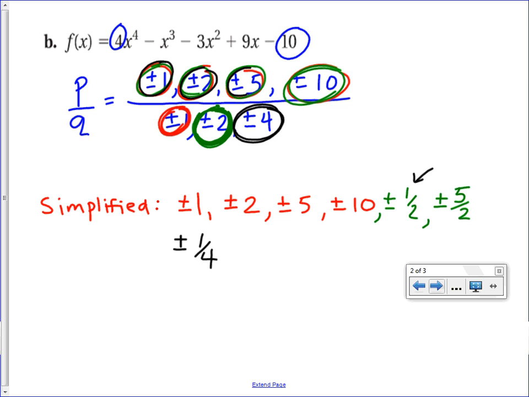Then we move on to 5 over 4, which is not on our list, so we will put comma plus or minus 5 over 4. And then we have 10 over 4, and if you put 10 over 4, you should know that that reduces to 5 over 2, and we already have 5 over 2 on the list, so we won't put that on the list. Again, once you've done all that, then you have your complete list of all of the possible rational zeros for this function.